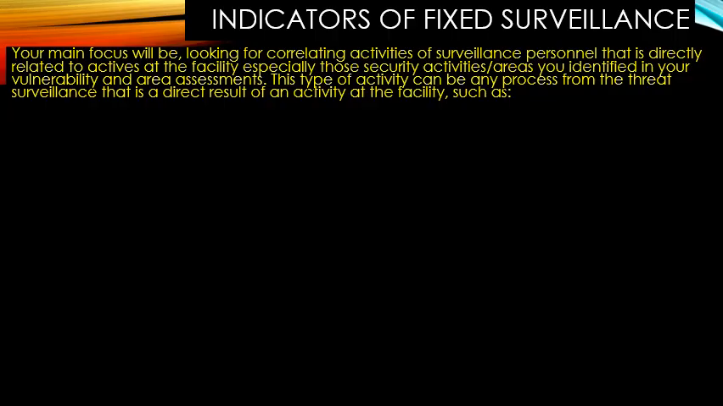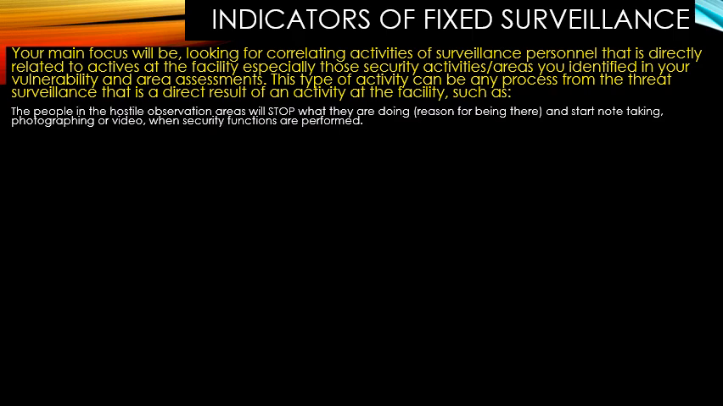So your main focus will be for correlating activities of surveillance personnel that is directly related to activities of the facility, especially those security activities you identified in your vulnerability and area assessment. This type of activity can be any process from the threat surveillance that is a direct result of an activity at the facility, such as the people in these hostile observation points will stop what they're doing, their reason for being there, and start note taking, photographing, or videoing when security functions are performed.